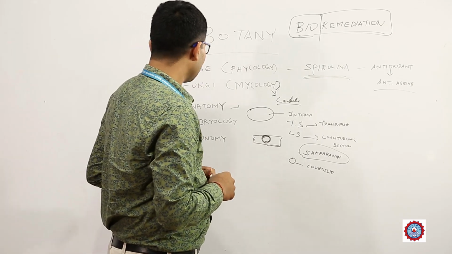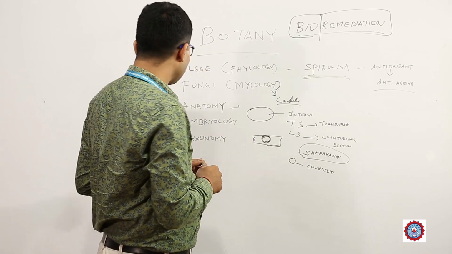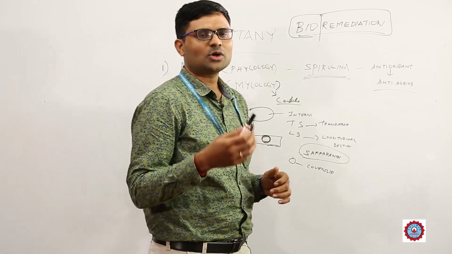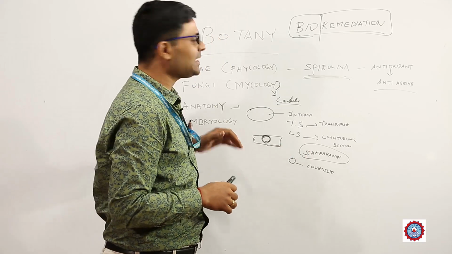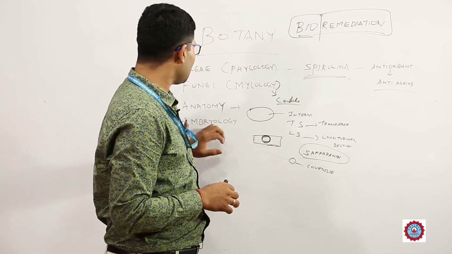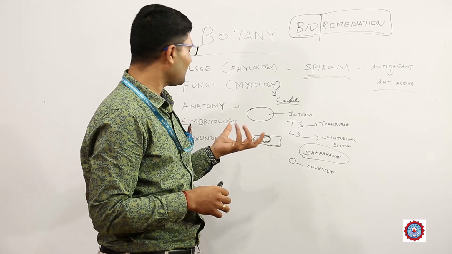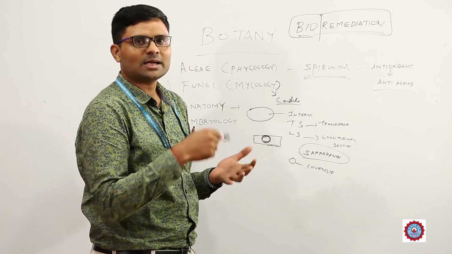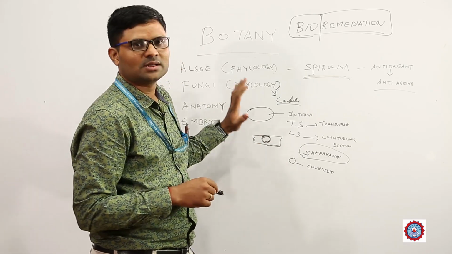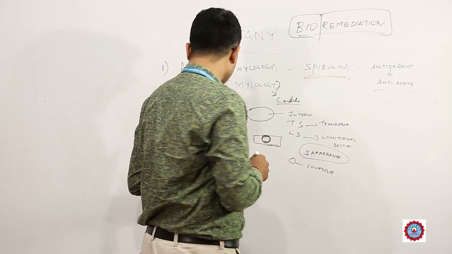Then embryology. In embryology, we usually deal with embryos, monocot and dicot, which mostly come under angiosperms. You know about embryos, there are globular, heart shaped and other kinds of embryos, and the study of these things comes under embryology.